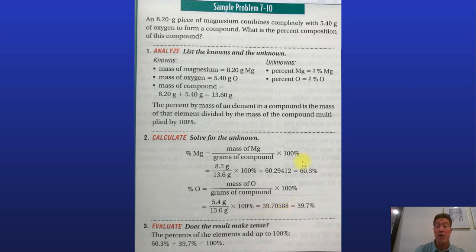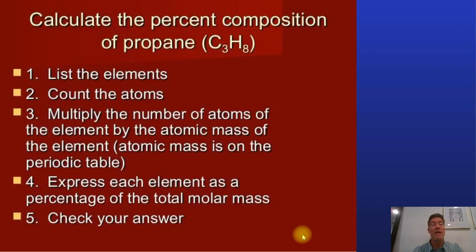Check, does it make sense? Well, it will if these two add up to 100%, which they do. Okay, so here's how you do any percent composition problem. Let's say we wanted the percent composition of propane. Since it's made up of two different elements, we would find the total amount of carbon out of the whole and the total amount of hydrogen out of the whole.